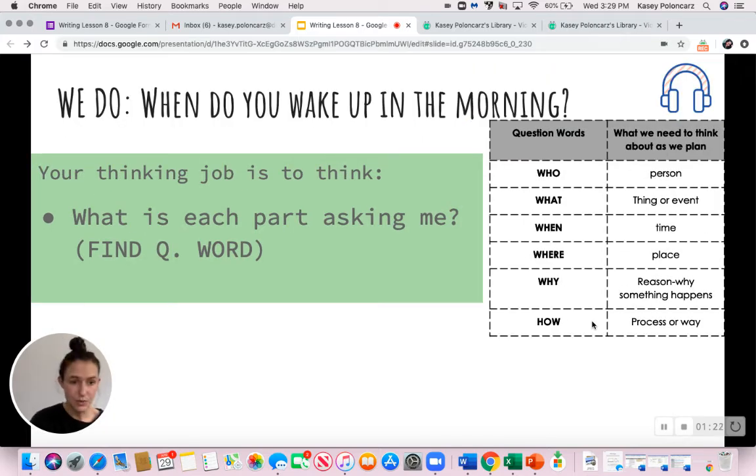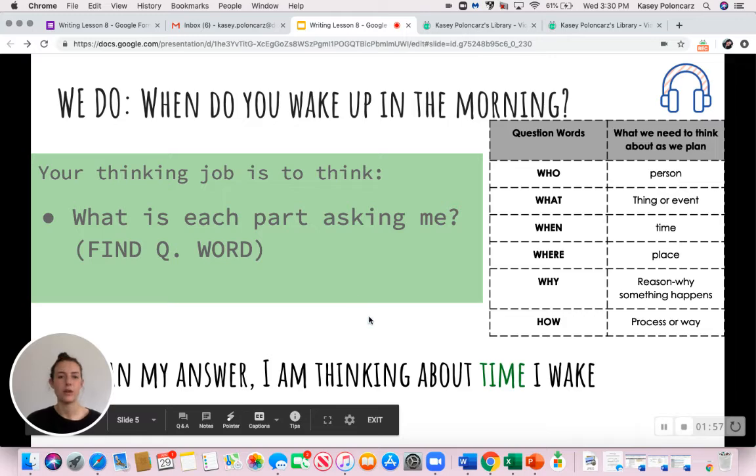So for the next one, we're going to do it together. This is more familiar for us. I want you to read the question in your head. When do you wake up in the morning? So I want you guys to find the question word. What's the question word? Everybody should be saying when. So if I have a when question, what am I looking for in my answer? Everybody should be saying a time. Yeah, if you have a when question, you're looking at the time. So if you have a time in your answer, you're going to be correct.